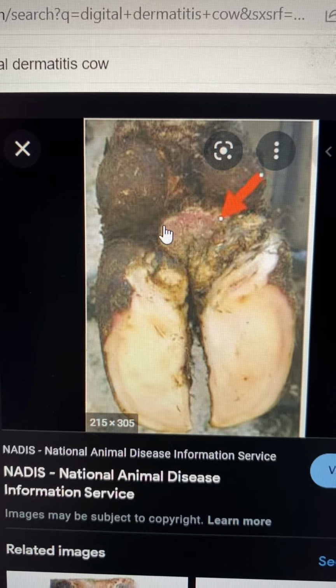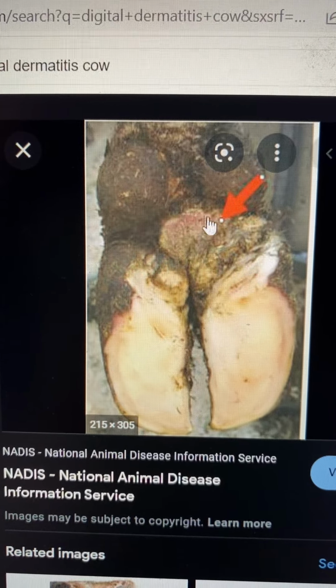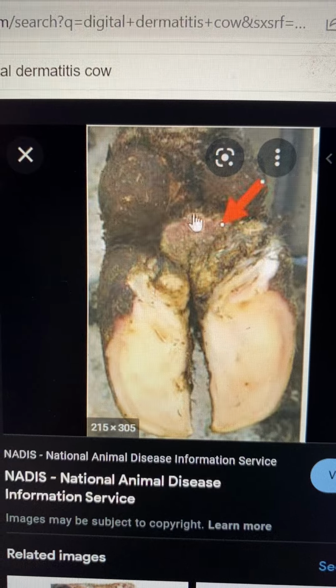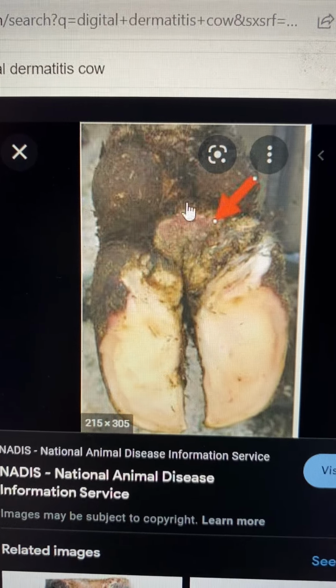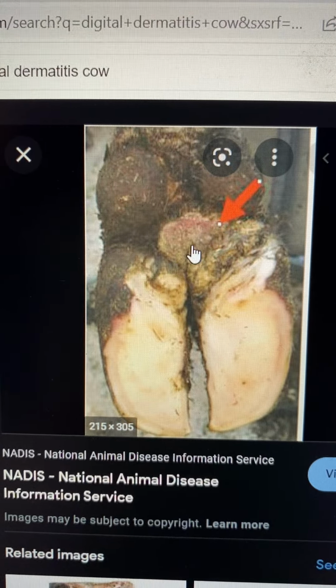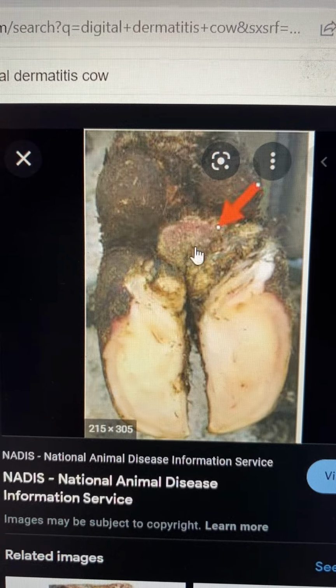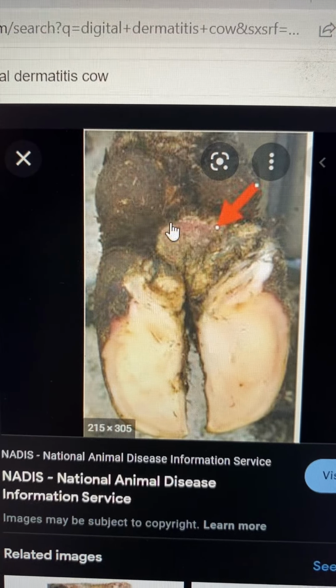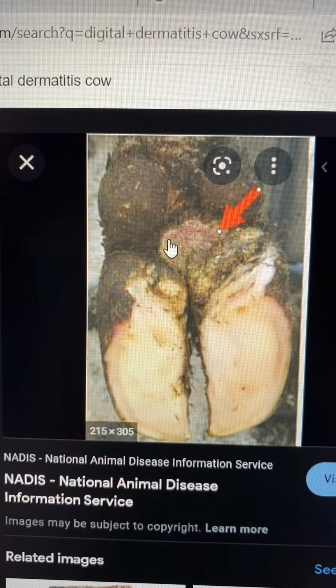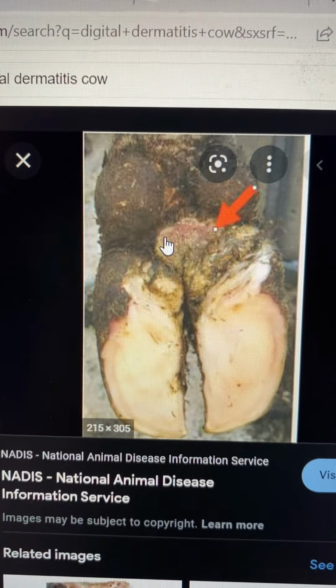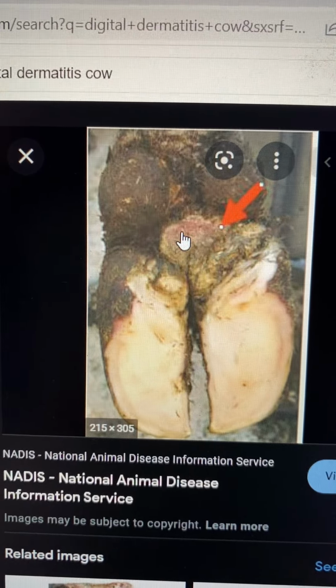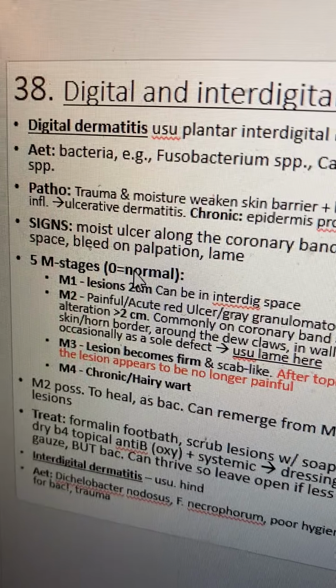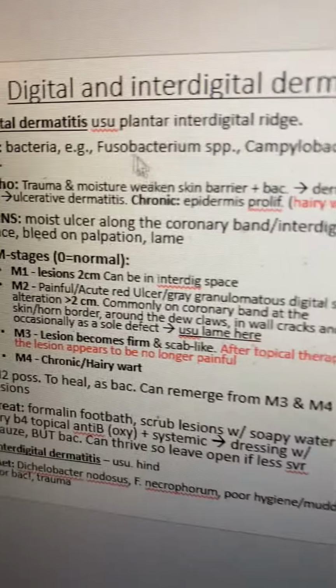If it's chronic, you'll also get epidermal proliferation, meaning skin will develop over this mass, resulting in what we call a hairy wart. So the clinical signs are quite obvious. You'll have a moist ulcer along the coronary band or the interdigital space, and it will bleed on palpation, but it won't cause lameness.